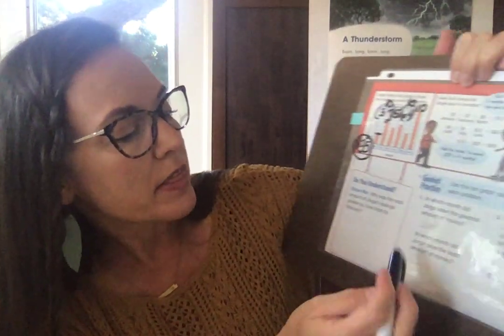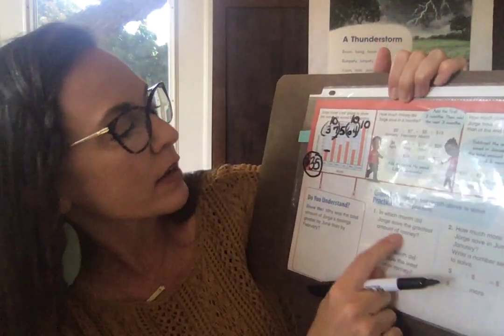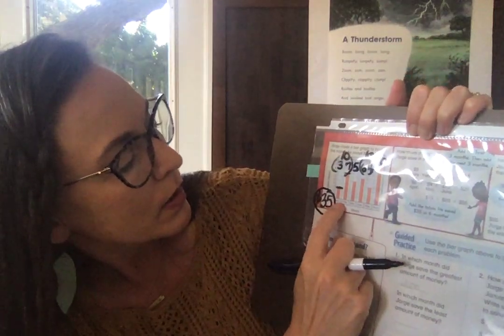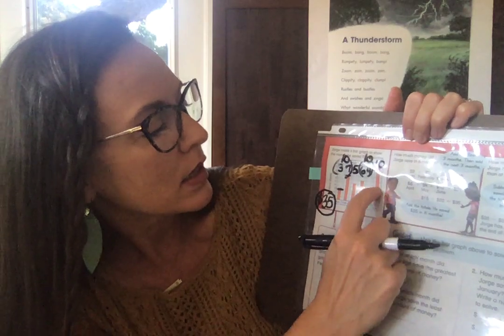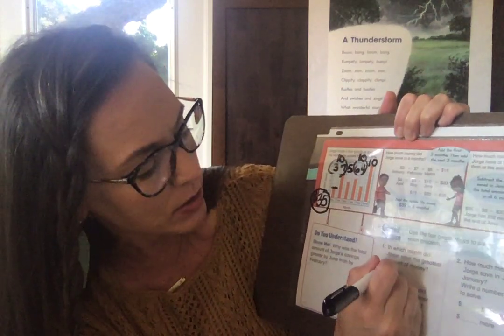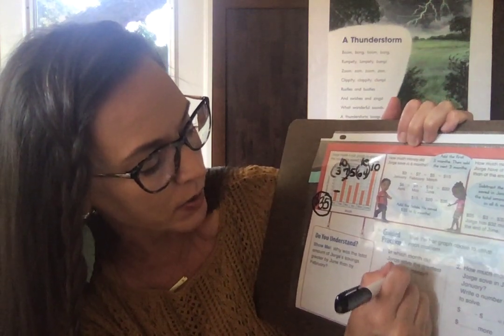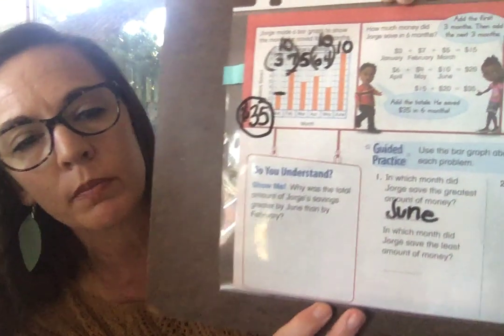Let's practice. In which month did George save the greatest amount of money? So I'm looking here. Which month did he save the greatest amount of money? That's easy to see. It was June. June has the greatest or the longest bar. So I know he saved the most money in June.